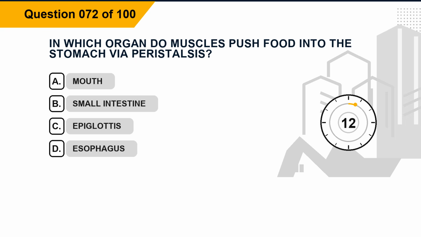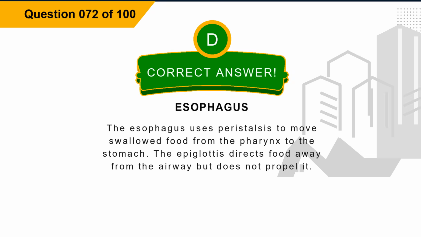Question 72. In which organ do muscles push food into the stomach via peristalsis? Option A. Mouth. Option B. Small intestine. Option C. Epiglottis. Option D. Esophagus. The correct answer is option D. Esophagus. Explanation. The esophagus uses peristalsis to move swallowed food from the pharynx to the stomach. The epiglottis directs food away from the airway but does not propel it.